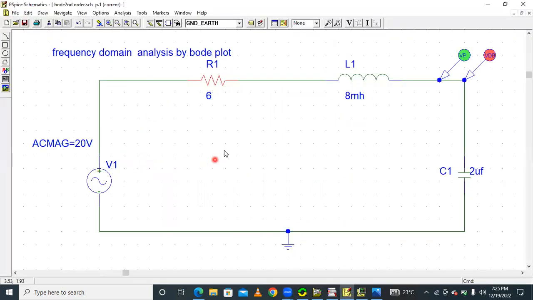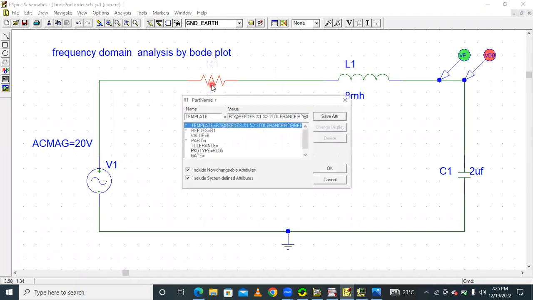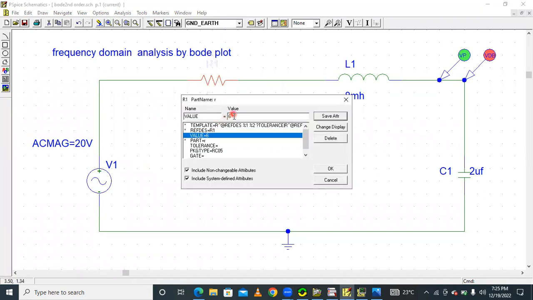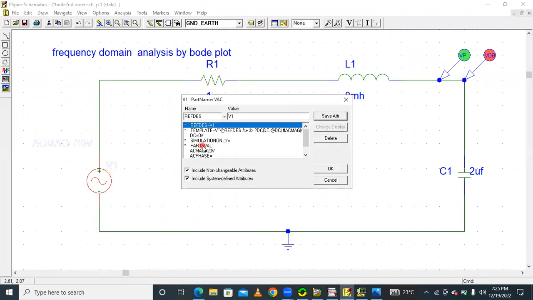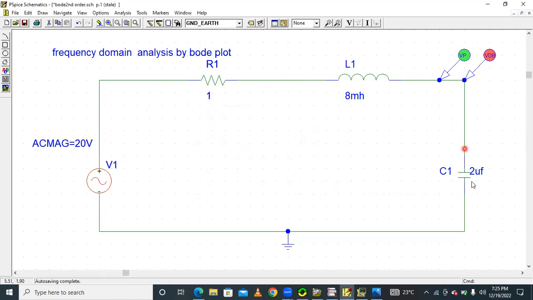So in this schematic, first we take the underdamped system, with a 1 ohm resistor. Here the AC magnitude is 20 volts, so any voltage value can be used. We look at Vo(s)/Va(s); the magnitude is independent of the input. The output is taken across the capacitor. That is called frequency domain analysis.